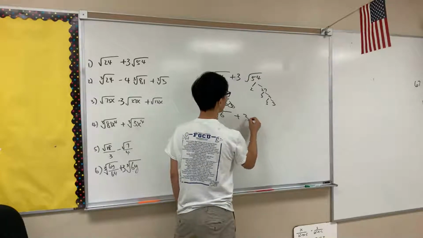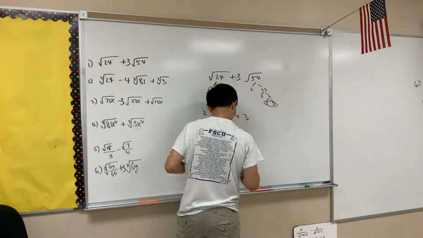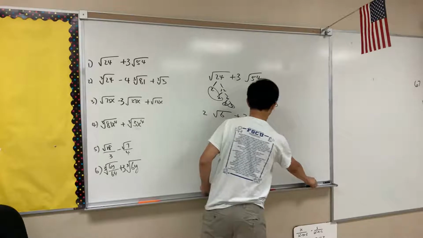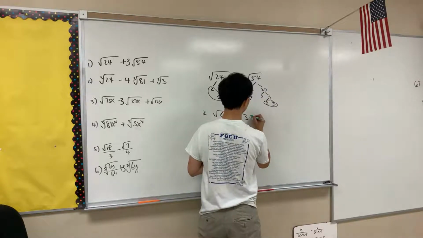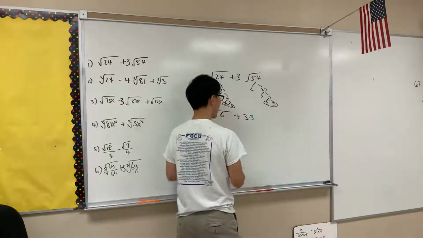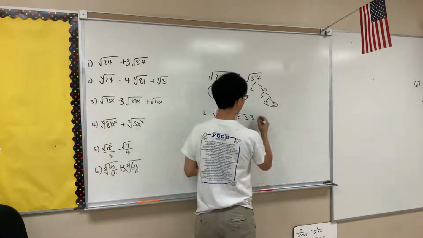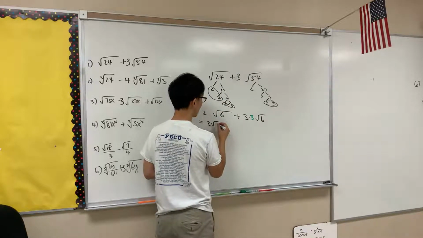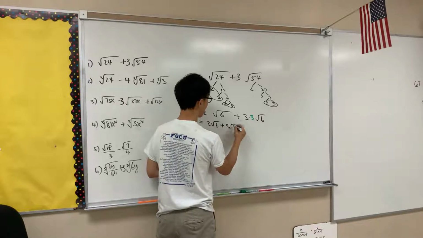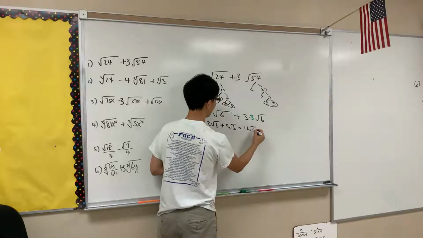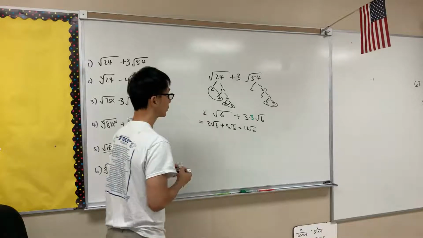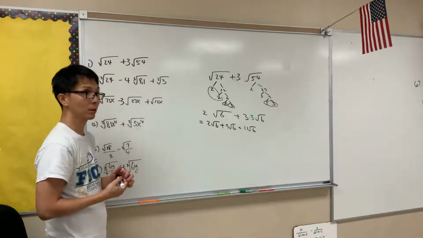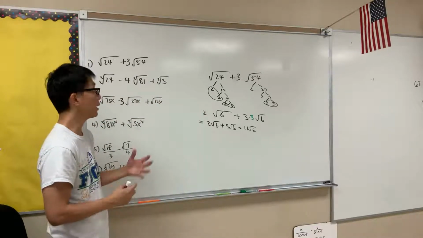And if I got 3 here, what am I going to get? 3. That 3 I can take out, but the square root is 6. So then therefore you're going to have 2 square root of 6 plus 9 square root of 6. That's equal to 11 square root of 6, right? And that should be the first one. If you did it right, you know what you're doing.